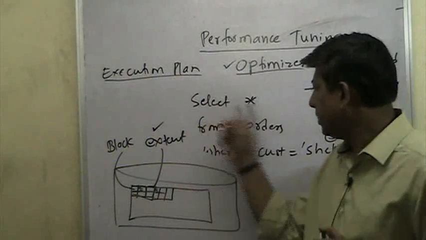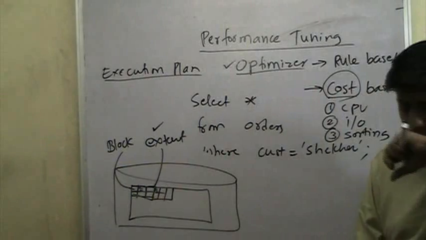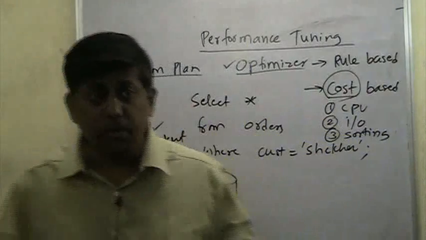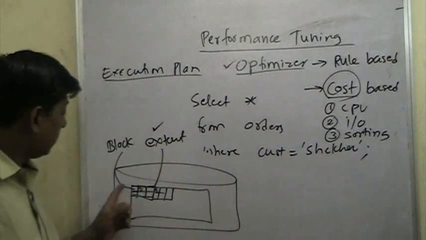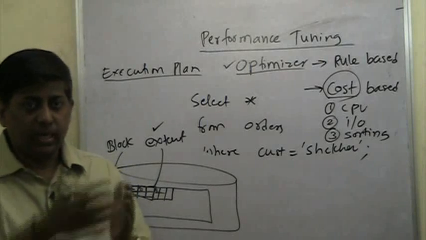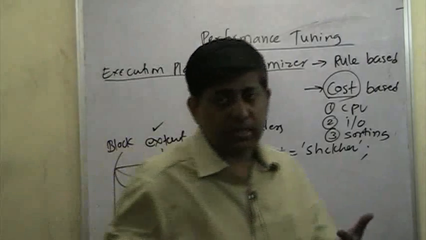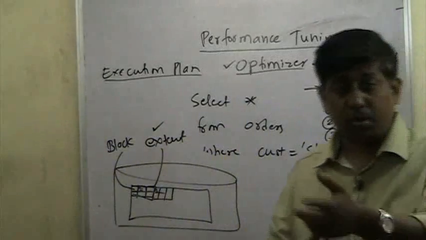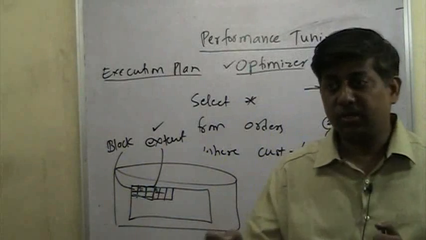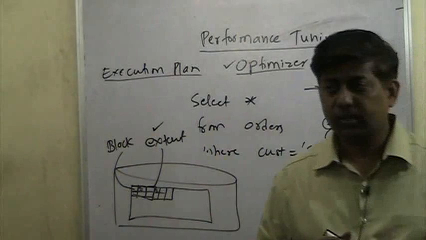So the smallest part of that table is a block. Now when I say select star from orders where customer is equal to Shekhar, how is Oracle going to give you this answer? Consider each of these blocks as a piece of paper when you are going through your book. Each page is a block. On each page there are multiple rows. Now I give you a book and say find the row in this book which has customer equal to Shekhar. How would you do it?